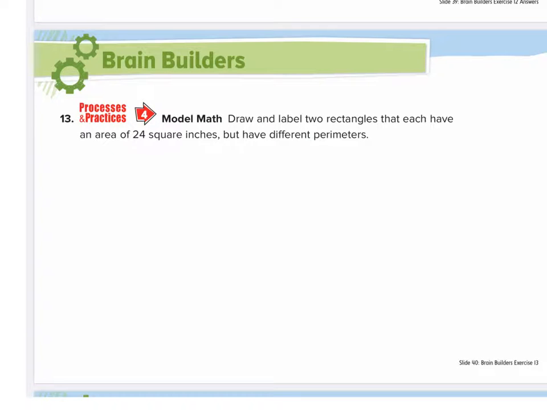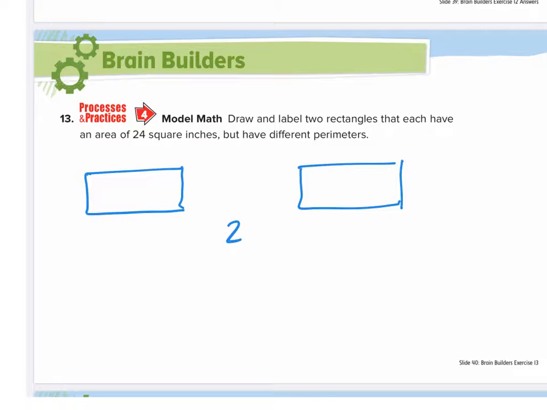Final question. Draw and label 2 rectangles that each have an area of 24 square inches, but have different perimeters. All right, so I'm going to draw a couple of rectangles here. I know they look about the same size, but we're going to label our side lengths to be different. So I know, like we did yesterday, that 24 has many factors. 1 and 24, 2 and 12, 3 and 8, 4 and 6.